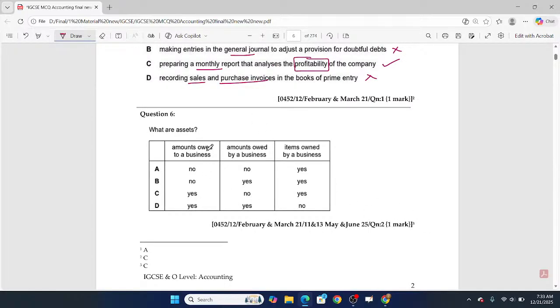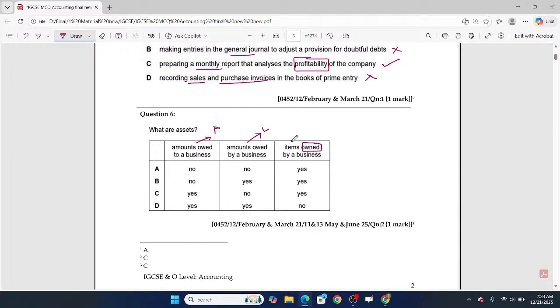Amounts owed to the business. If an amount is owed to a business, it means it is an amount recoverable by the business, and definitely it's an asset. Amount owed by the business: if the business is owing, then it's a liability for the business. And items owned by a business.